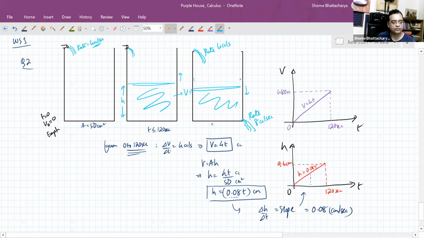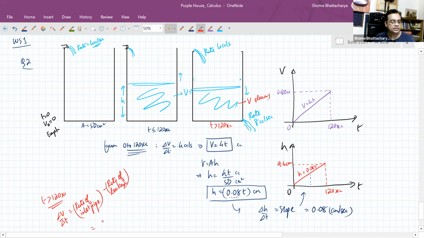So this is what is happening for time greater than 120 seconds. So at such a time now, we will see that the level of water, the volume, is decreasing. So the net rate of change of volume, so for t greater than 120 seconds, what we had seen is that delta V by delta T, the rate of change of volume, is the rate of the inlet pipe minus the rate of leakage.